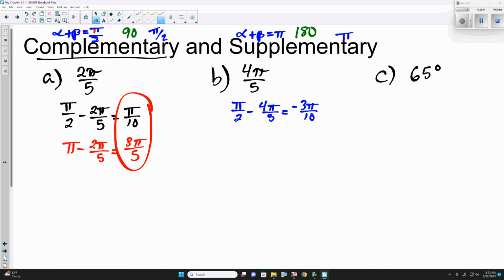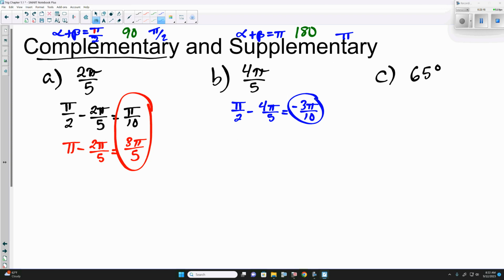So does this one have a complement? Well, we do have two angles that add together to be pi over 2, but one of them is negative, which means 4 pi over 5 is actually greater than pi over 2, greater than that 90 degrees. So we don't actually have complements, because complementary angles have to be two positive angles.